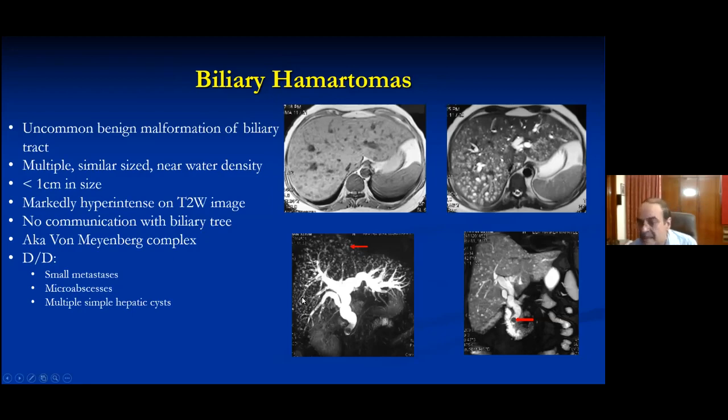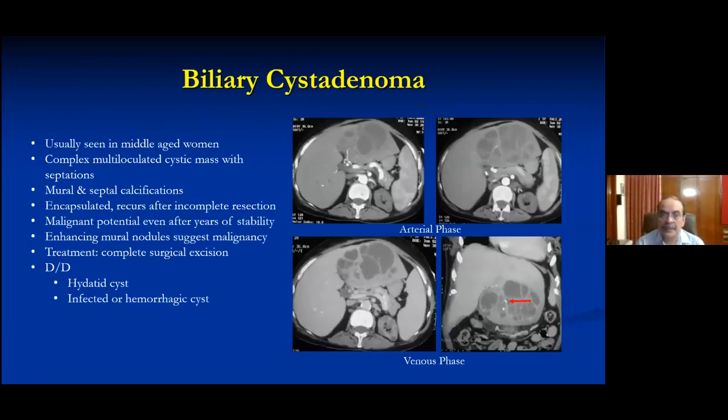They are all the same in size. They did not show any enhancement when we injected contrast. So we were certain that these are biliary hamartomas and not cholangiolar abscesses. Remember that they are biliary hamartomas. They do not communicate with the biliary tree.